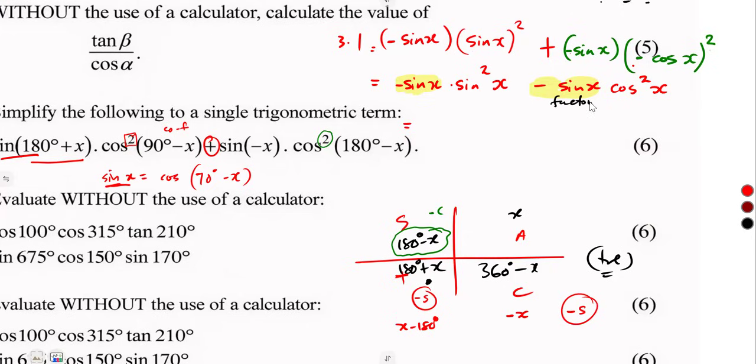We can factor out negative sine of x. What are we going to remain with? It cancels here. You remain with sine squared of x. Negative to negative, that's a positive. So it cancels. You remain with positive cos squared of x.